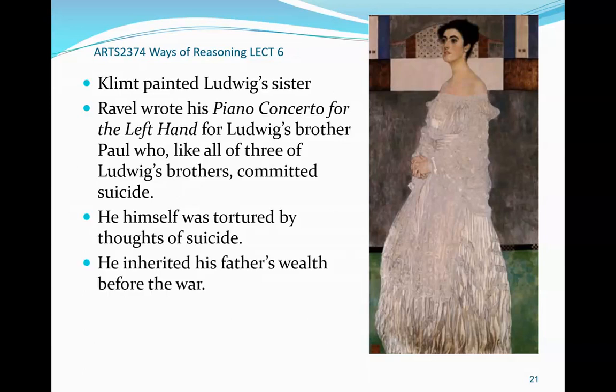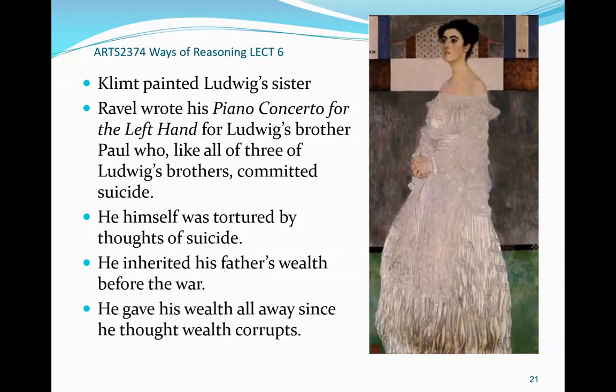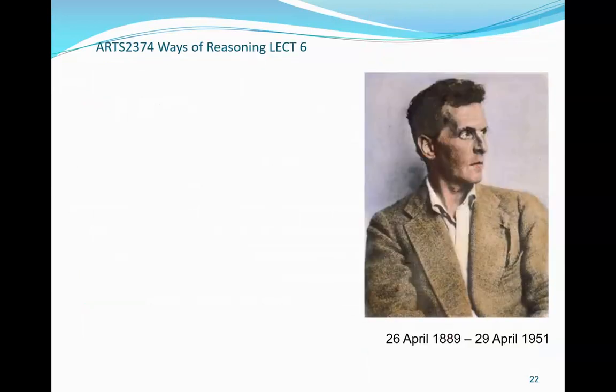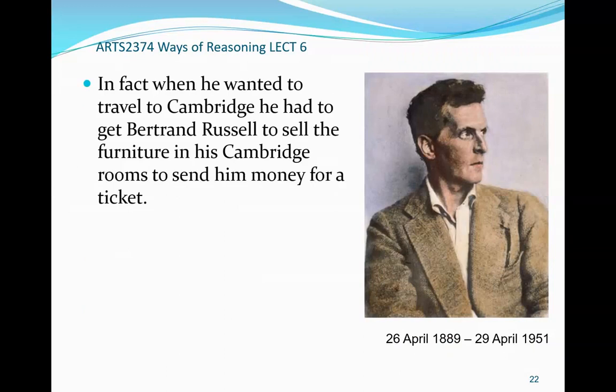He inherited his father's wealth, but actually he gave all the wealth away, since he thought wealth corrupts. So in fact, he was so poor that when he wanted to travel back to Cambridge after giving all his money away, he had to get Bertrand Russell to sell the furniture that he had in storage in Cambridge and to send him the money for the ticket.